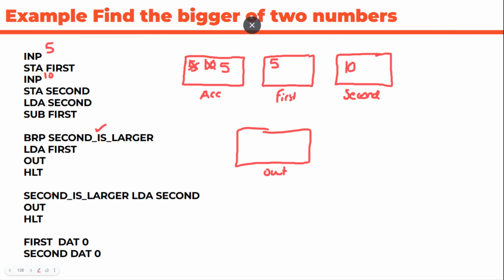So we go down here and it says LDA second. So we load second into the accumulator. There you go. 10 gets loaded in there. And then we output it. So we output 10. And then we halt and we stop and we're done. So we've outputted the largest number and we've found the biggest of two numbers.